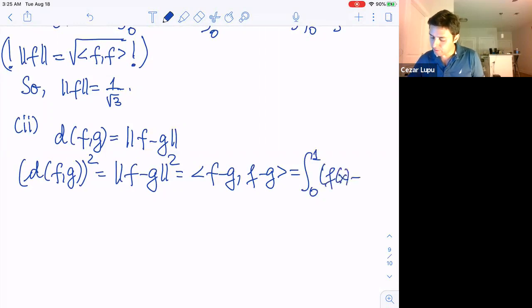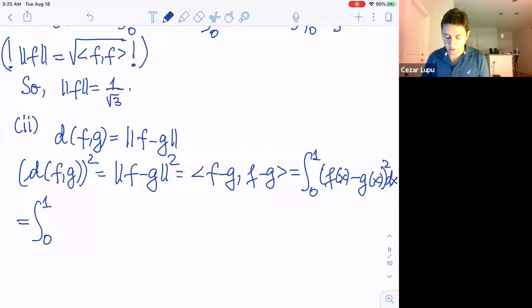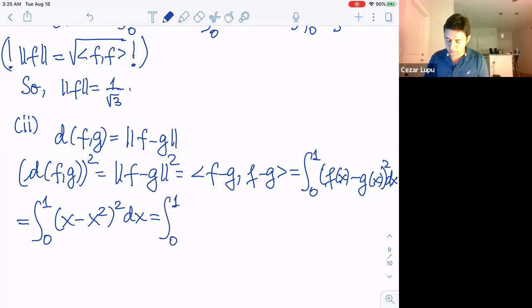And this will be the integral from 0 to 1 of f of x minus g of x, squared, dx, right? We know who f of x is, or who g of x is, so we just plug them in. So this will be the integral from 0 to 1 of x minus x squared, and everything squared, dx. If we do the computations, this will be the integral from 0 to 1 of x squared minus 2x cubed plus x to the 4th dx.